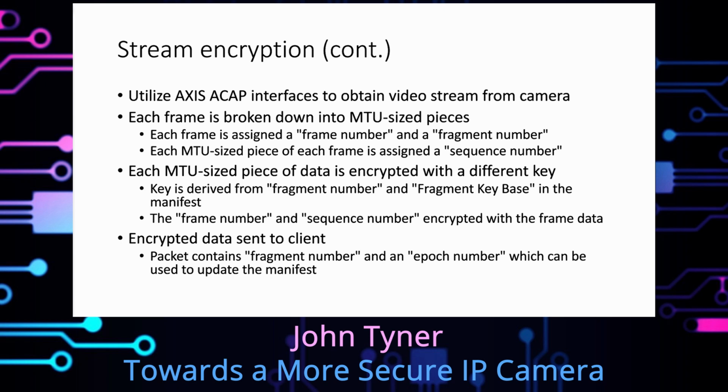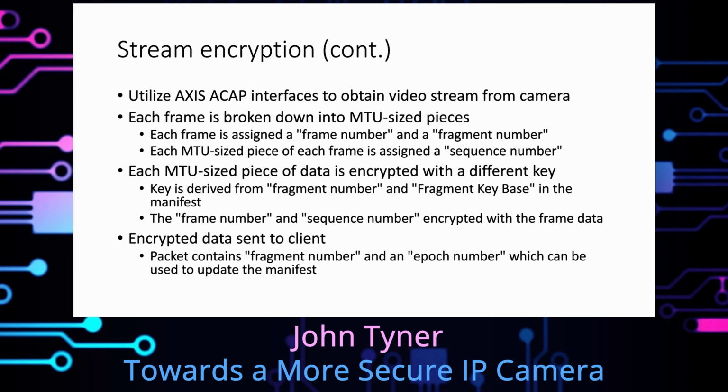Now the real fun begins. With the manifest out of the way, we tap into the camera's frame grabbing interface and begin receiving video frames from the camera hardware. Depending on the camera settings and the amount of motion in the frame, each frame can be anywhere from kilobytes to megabytes in size. If you recall, we want to tune the fragments encrypted under the manifest such that every packet sent is a separate encryption. This means that we need to break each frame down into fragments that are less than the MTU size of the network link.